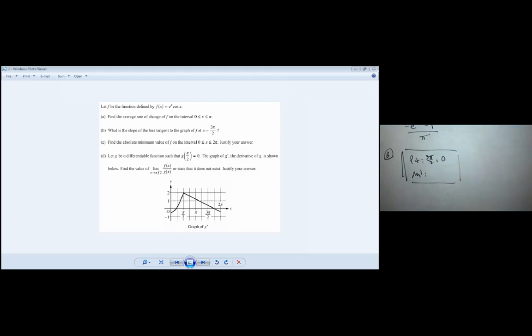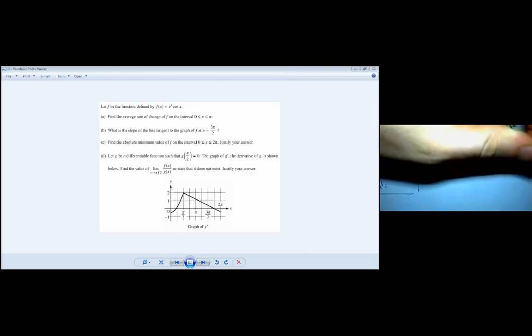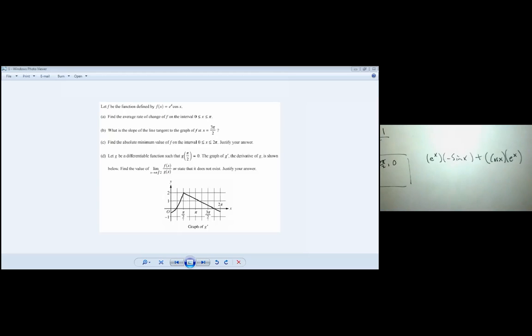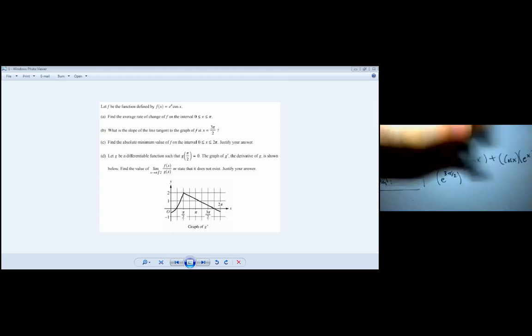Sounds good. All right, and what are we doing for a derivative? I did a product rule for this one. So what's that give us? It's just the derivative. So I got e to the x times negative sine x plus cosine x times e to the x, I think. All right, and into that derivative, what are we plugging in? 3 pi over 2. Okay, so that's going to be what? For this, I got e to the 3 pi over 2, but I'm not sure if that's right.